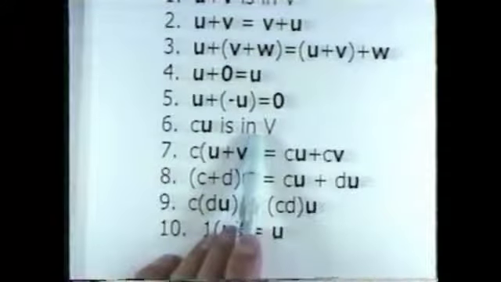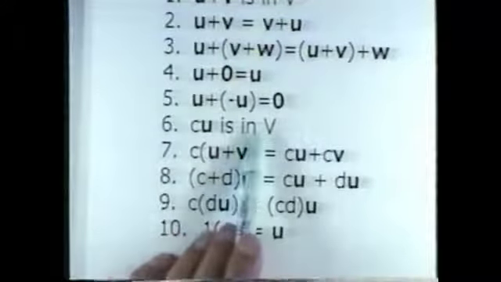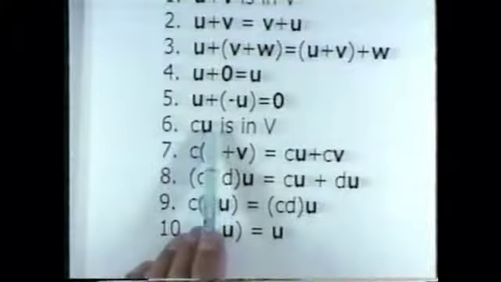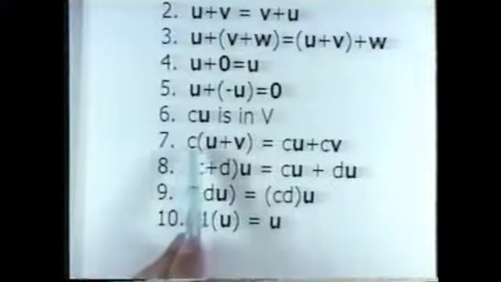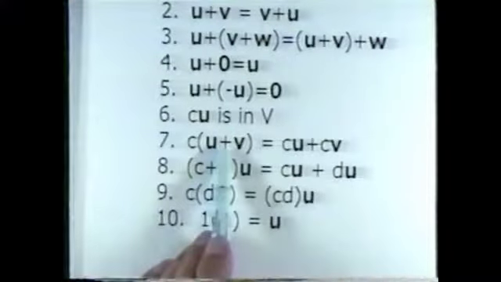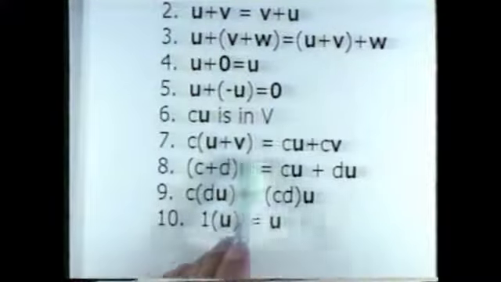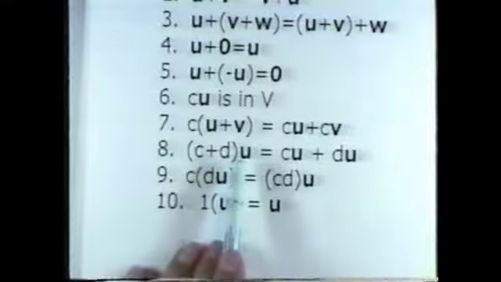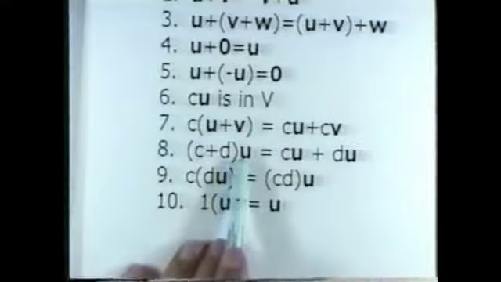This says that scalar multiplication is closed. c times u is in V, so if u is in V, then c times u, scalar multiplication, is also in the set V. This is the distributive property of scalar multiplication over vector addition: c times (u plus v) is cu plus cv. Here's the distributive property of multiplication over scalar addition.